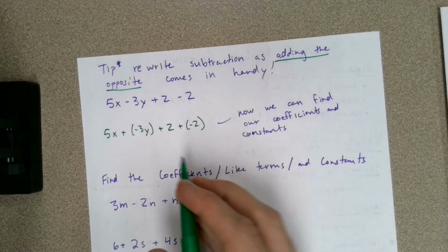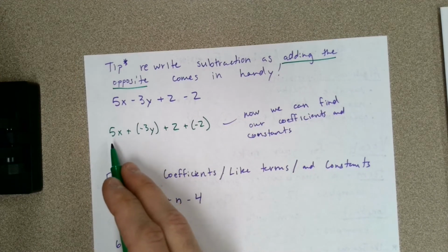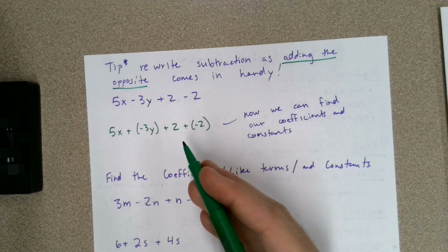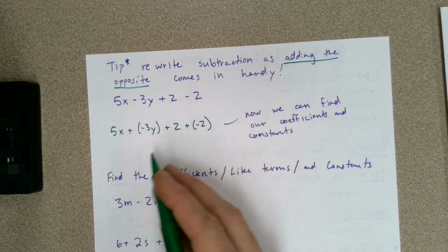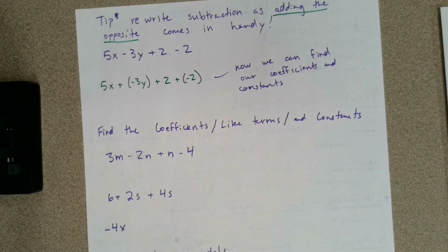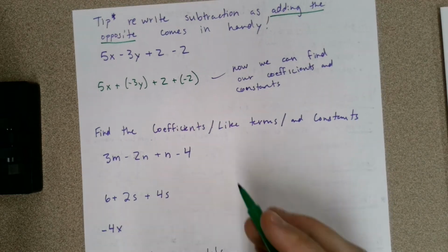What this is really going to do is make it easier for me to find my coefficients. It's going to make it easier for me to find my like terms, things like that. So I would recommend when we're doing these problems to try to rewrite in a way that is adding the opposite. And I'll do plenty of examples with that as we go along here.